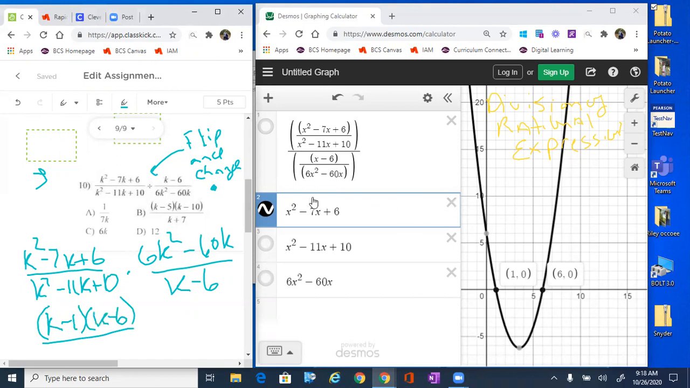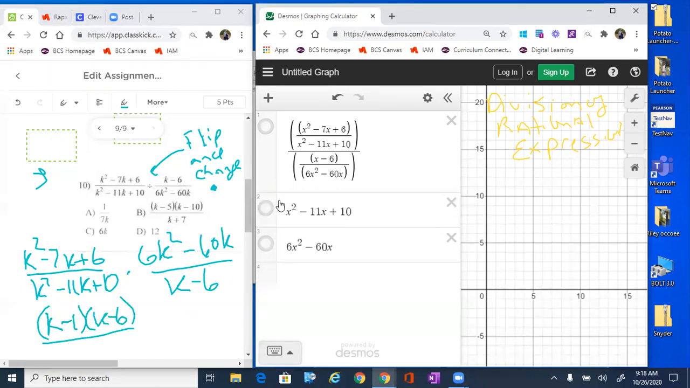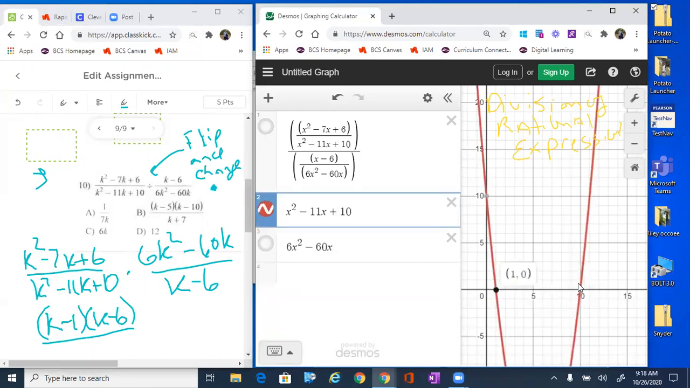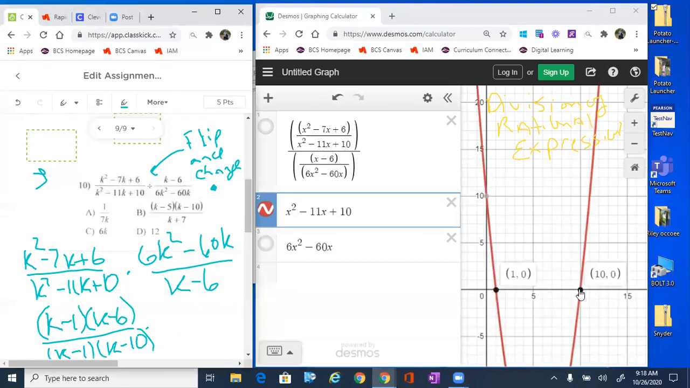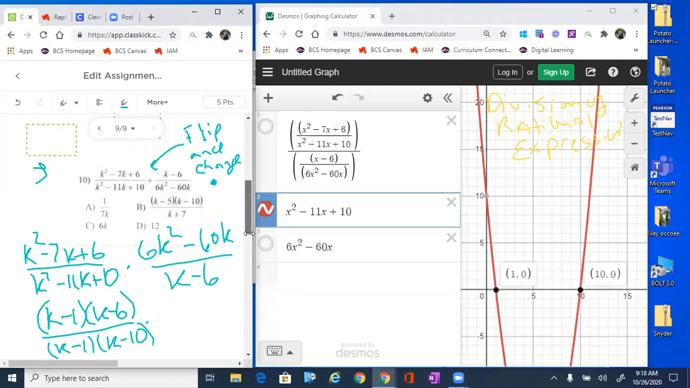I'm going to go to the second one, type that in, and say, okay, well, what do we have here? It looks like we have 1 and 10. So I'm going to write k minus 1 and k minus 10 times. And notice there are no a values or leading coefficients in this case. And since there are no coefficients, they do stay that way.